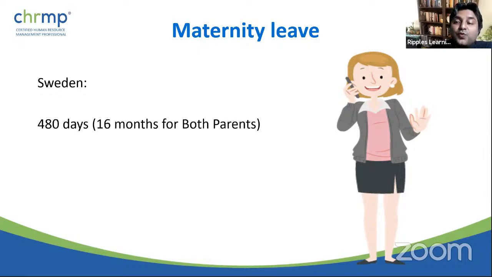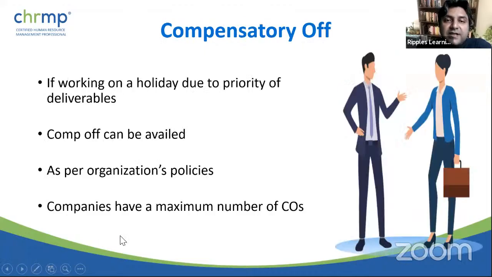So we are talking about 1 year, 4 months, which is about 16 months of paid leaves, and this is given to both parents, right? Which means whether it's a father or a mother, they both get maternity and paternity leave, which is very interesting, isn't it? So maternity leave is important, and then you have compensatory off.